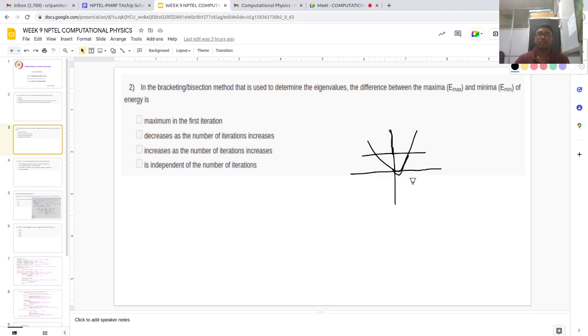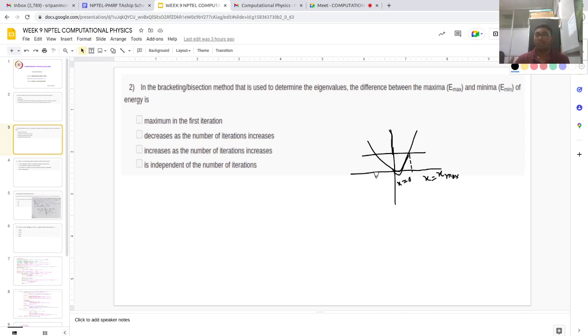It will start from a particular value, let's say x equals 0, at which it will have a value of energy, and at, let's say, x equals x max, that will be assigned during the programming. So it will calculate the E max and E min at those two points, and then it will bisect this total region between x equals 0 and x max, right? How is it going to do that?